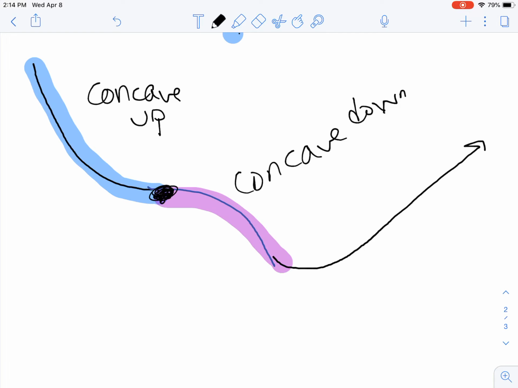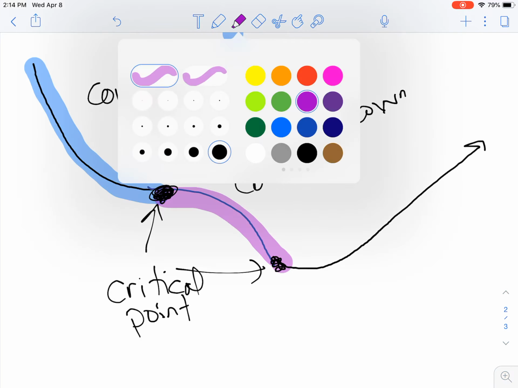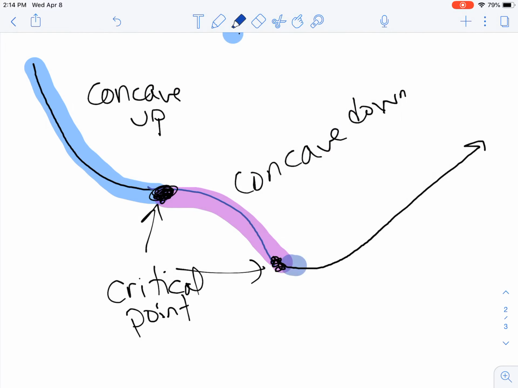Okay, and then here's another one, sort of a bad drawing. I can't really draw very well. So this is another critical point. And then this part over here is our concave up, and it stays concave up over there.